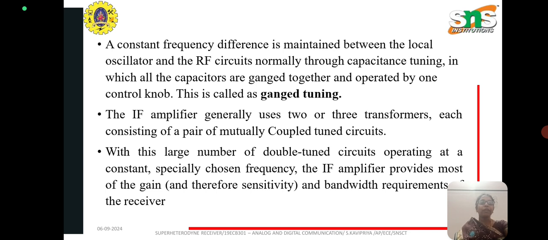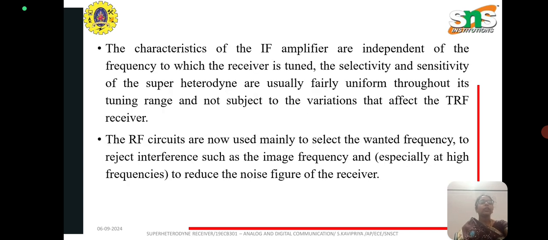The IF amplifier generally uses 2 or 3 transformers, each consisting of a pair of mutually coupled tuned circuits. With this large number of double tuned circuits operating at a constant, specially chosen frequency, the IF amplifier provides most of the gain and bandwidth requirements of the receiver. The characteristics of the IF amplifier are independent of the frequency to which the receiver is tuned. RF circuits are now mainly used to determine the wanted frequency, to reject interference such as image frequency, and to reduce the noise figure of the receiver.